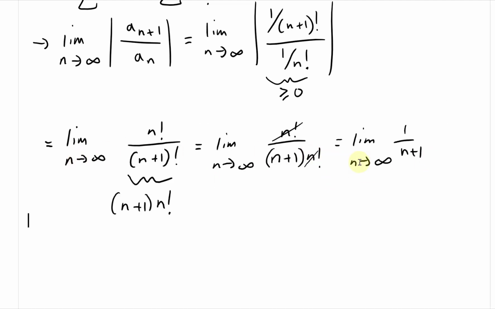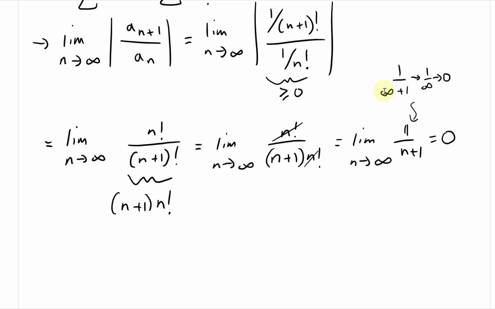Here I just move things around to fit it in. So this is the limit as n approaches infinity of 1 divided by n plus 1. As n goes to infinity, infinity plus 1 is still infinity, so this goes to 1 over infinity, which goes to 0. So in other words, this equals 0.